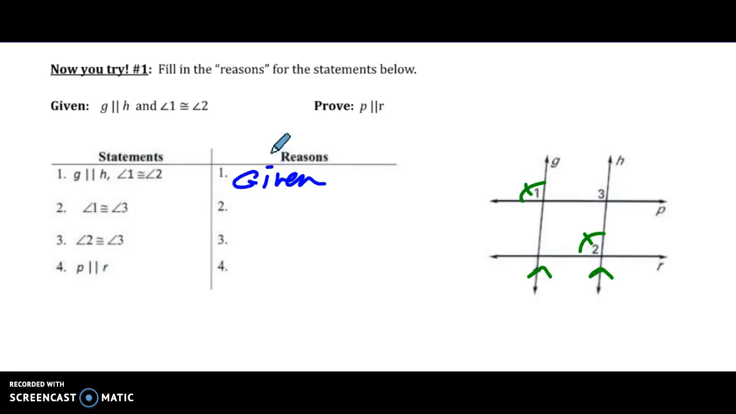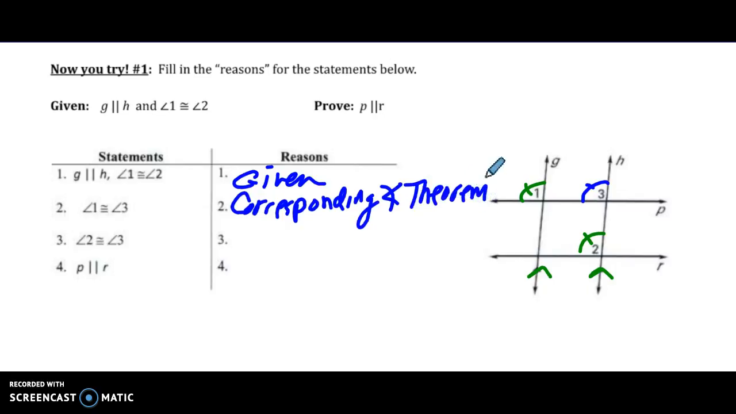So the next thing that is stated is that angle 1 and angle 3 are congruent. Notice that G and H were given to us as parallel, so we know that by corresponding angle theorem, which states that when two parallel lines are cut by a transversal, the corresponding angles formed are congruent. You can state that as well if you don't remember the name of the theorem.